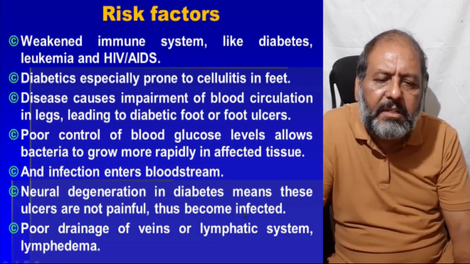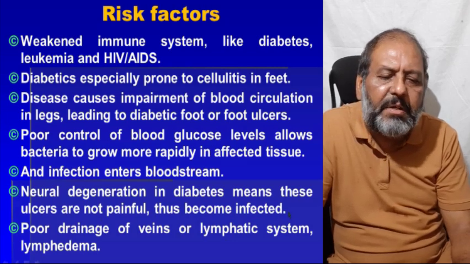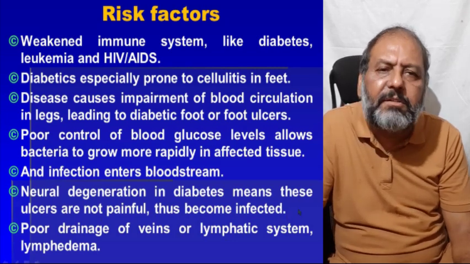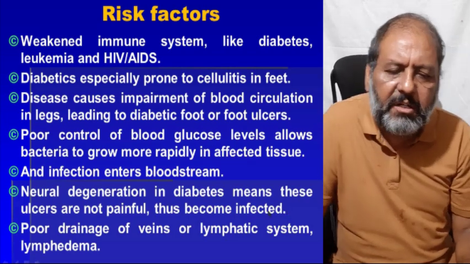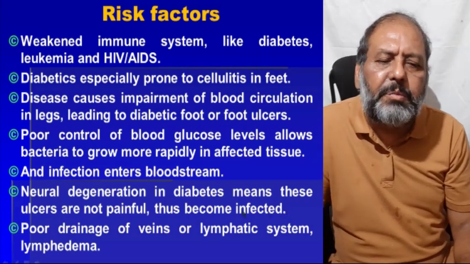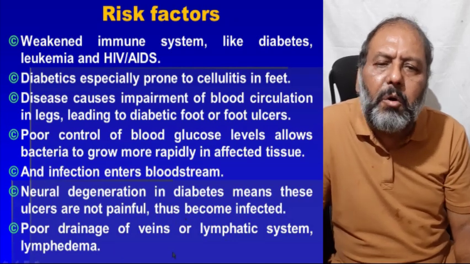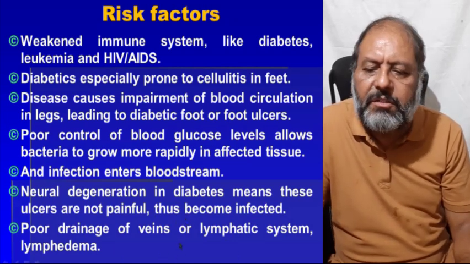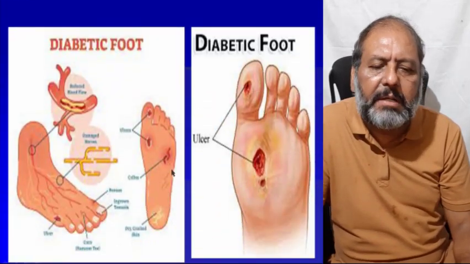Neural degeneration in diabetes means these ulcers are not painful, and thus become infected because the person does not feel pain and does not care for the feet and the ulcer. So these are going to become infected because of the neural degeneration. Poor drainage of the veins or the lymphatic system, lymphedema, is also one of the risk factors.